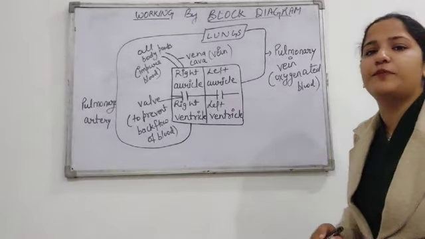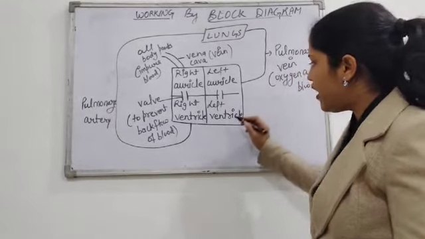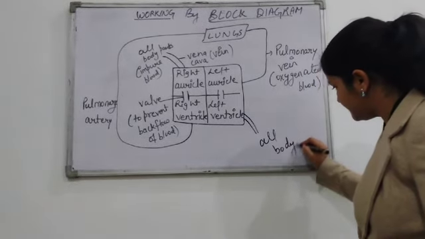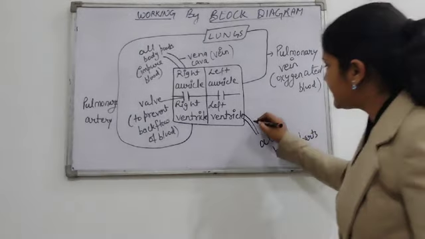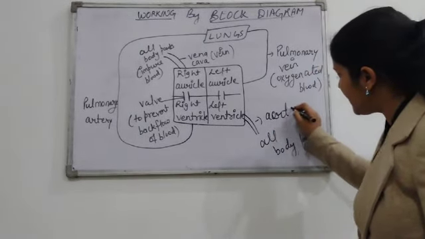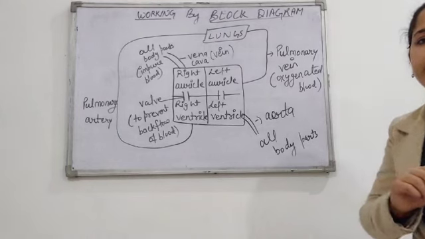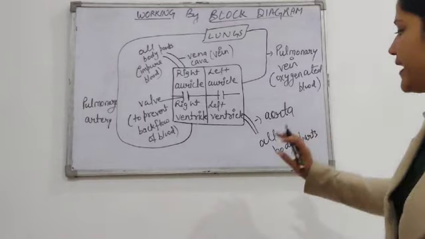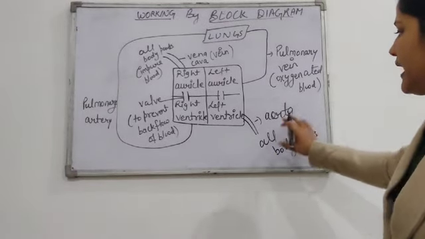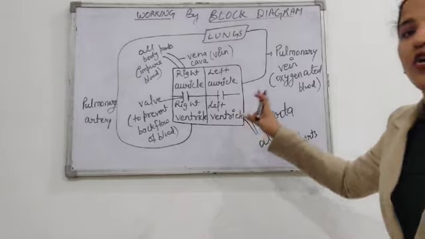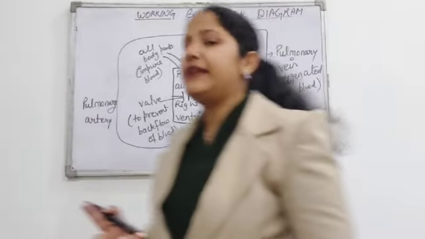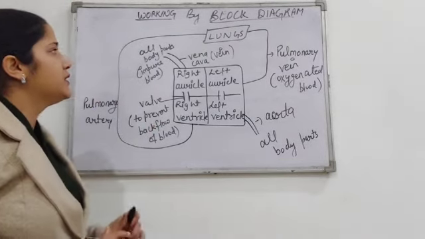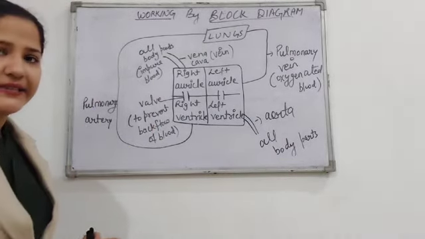Again we have a valve which prevents the backflow of the blood. Now from the left ventricle, blood goes to all body parts with the help of an artery called aorta. A-O-R-T-A. This is the main function of aorta, which is carrying the pure oxygenated blood from the left ventricle to all the body parts. And this is how the circulation of the human heart completes.